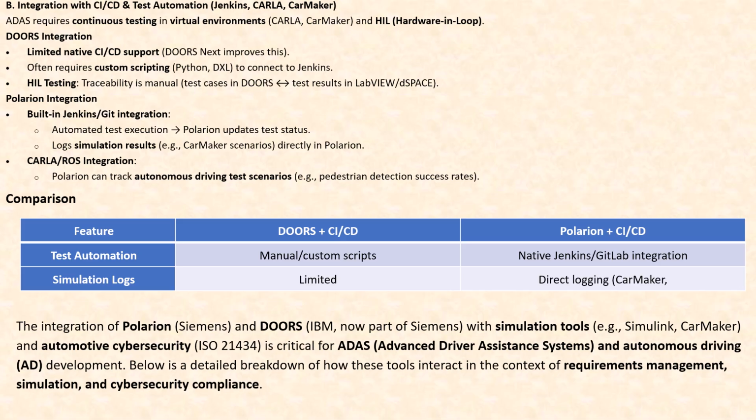Now let's see some of the integration with continuous integration and continuous deployment test automation, whether it is CARLA or CarMaker. ADAS requires continuous testing in virtual environments like CARLA or CarMaker, and also hardware-in-the-loop. When it comes to DOORS, it has limited native continuous integration and continuous deployment support. DOORS Next, which is the latest version of DOORS, is improving this, but nevertheless Polarion has a clear edge when it comes to CI and CD support.